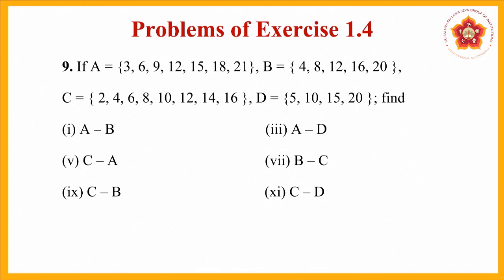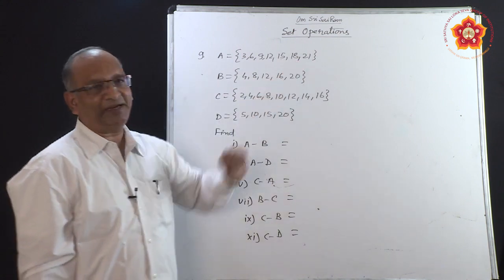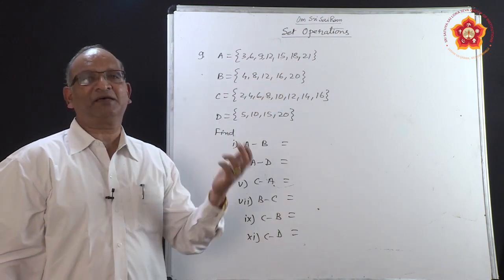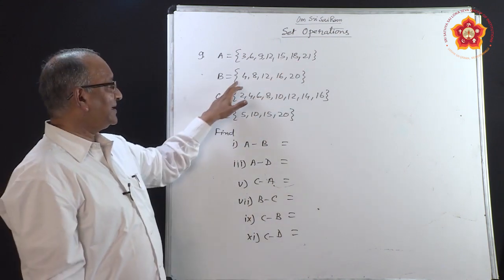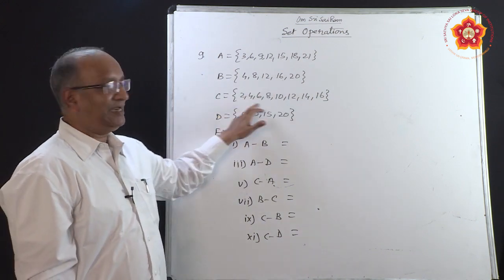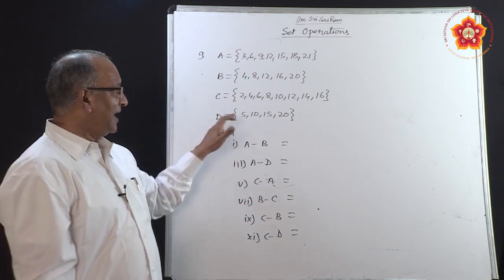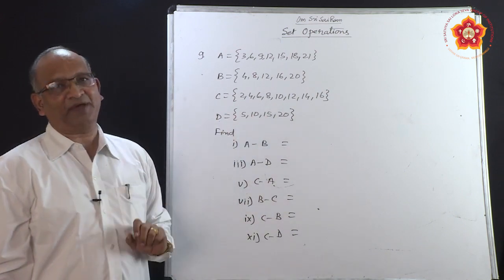Let us observe these sets first. What are those sets? The first one contains 3, 6, 9, 12, 15, 18, 21. They are all multiples of 3. The second set contains multiples of 4. The third set contains multiples of 2, or you call them even numbers. The last set contains multiples of 5.